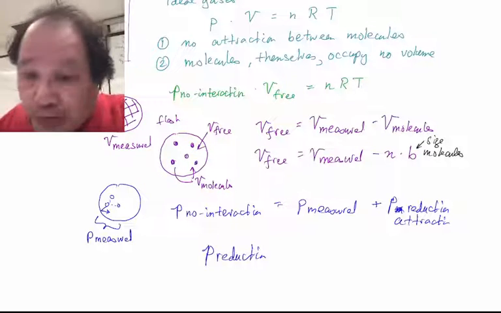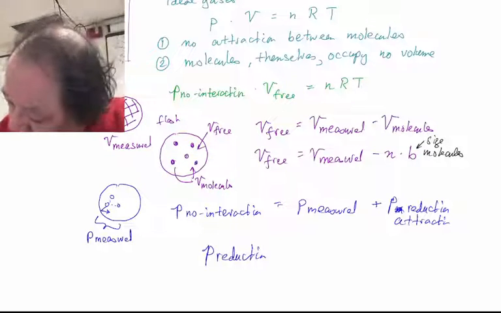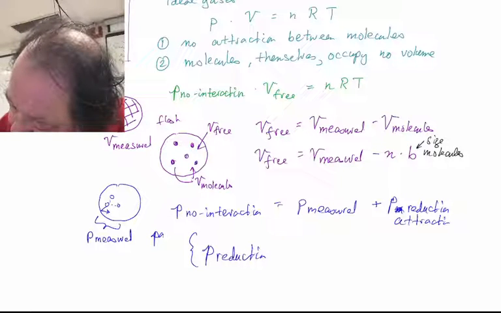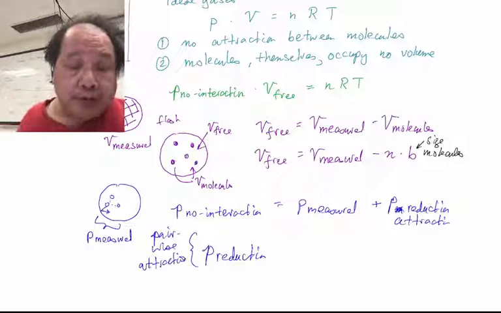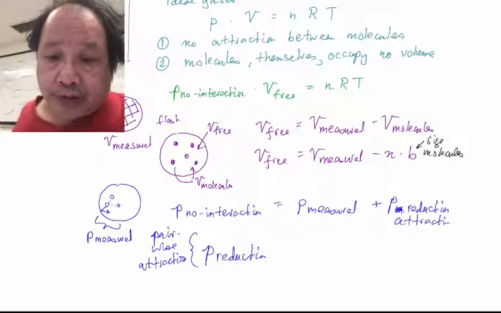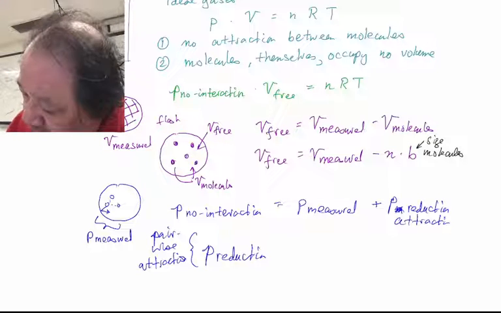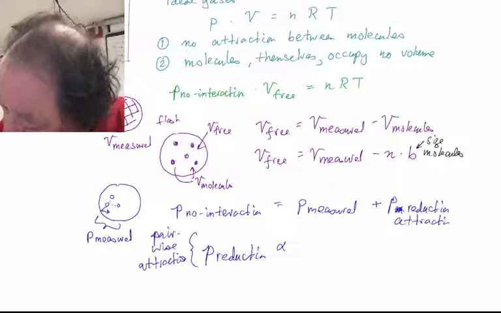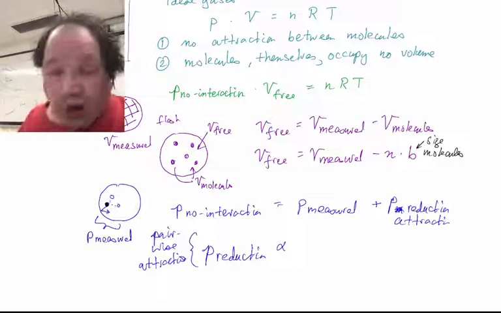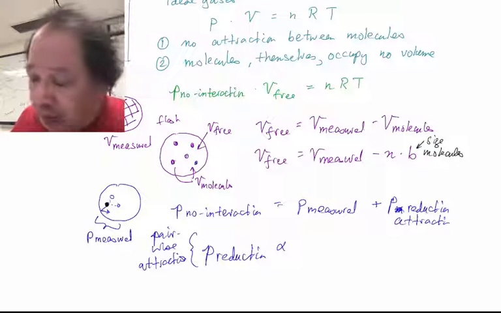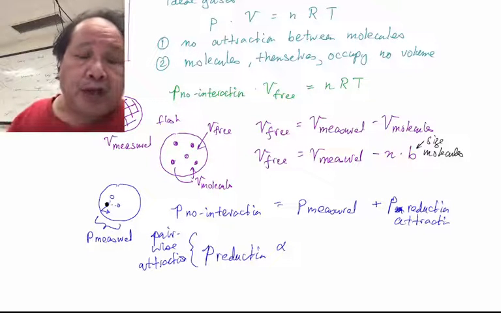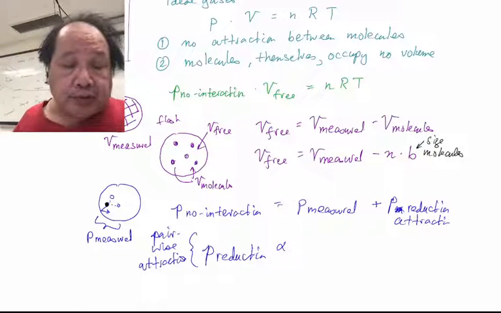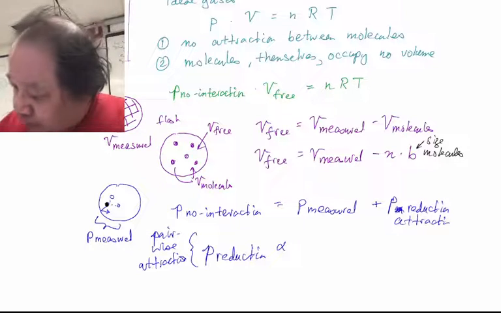The attraction between molecules is a pairwise attraction. It's pairs of molecules which lead to the interaction. So P reduction is first caused by the first part of the pair, the molecules about to strike the walls. If we double the number of molecules in the flask, we're going to double the number of molecules about to strike the walls.